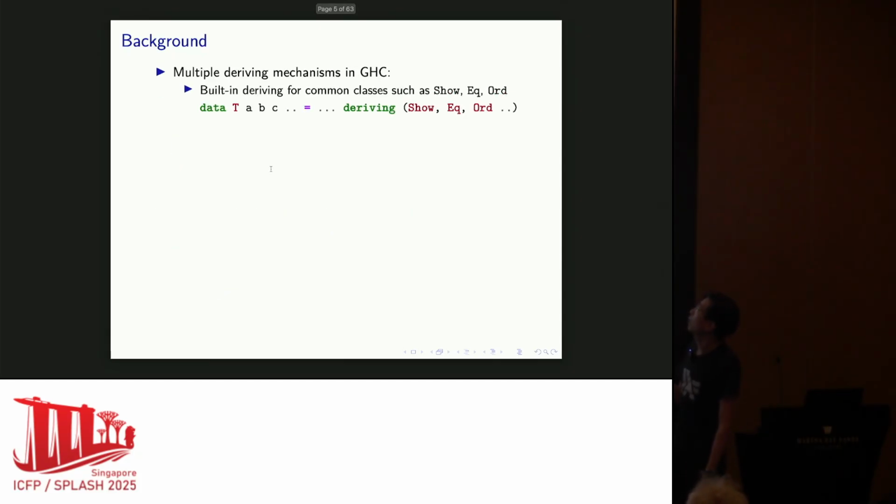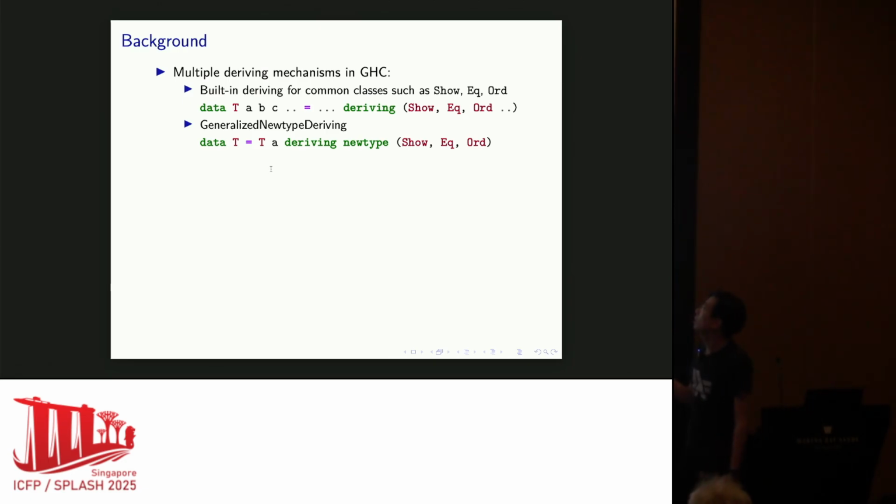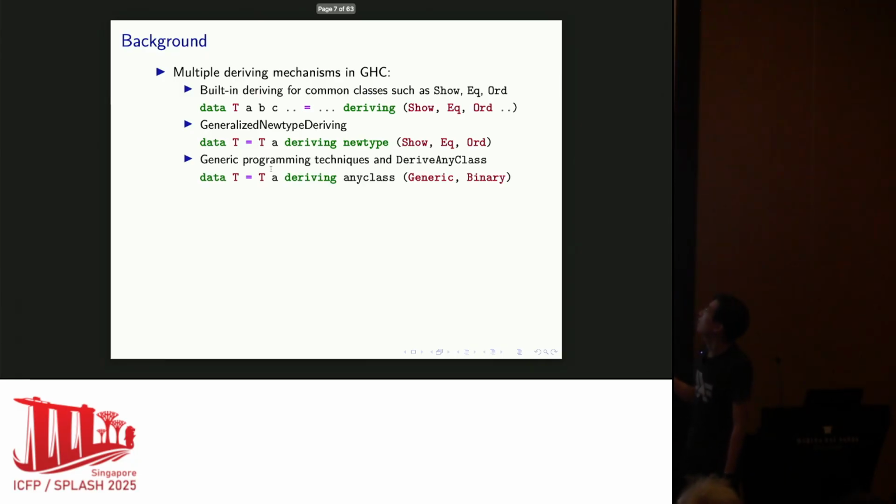And in Haskell, we have multiple deriving mechanisms in GHC. Like we have built-in deriving mechanisms for common classes like Show, Eq and Ord. And we have generalized newtype deriving. So for a data type with one constructor and one field, we use this newtype deriving. And also we have generic programming techniques and DeriveAnyClass.